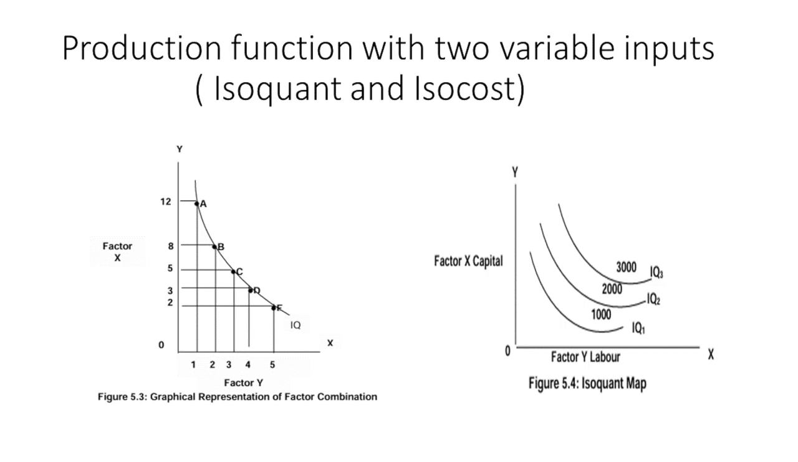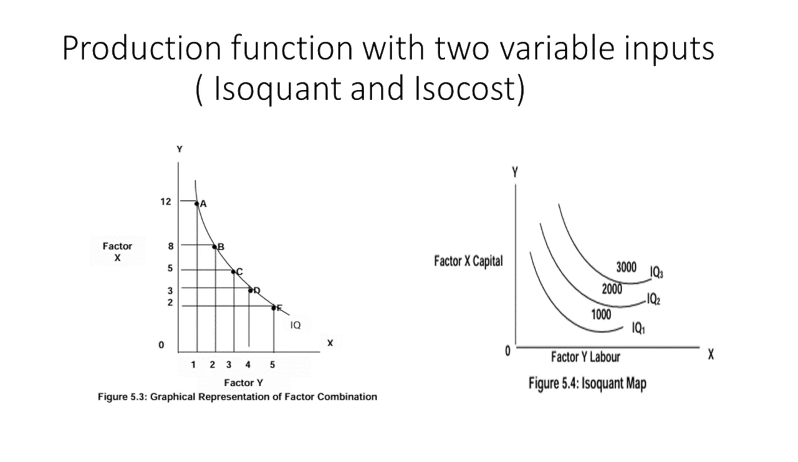When the machinery is 12 and the labor is 1, a level of output is produced. Like that, different levels of output are produced, but on this isoquant curve, at all these points, the output will be the same irrespective of the combinations of the factor inputs. This is known as the isoquant curve.